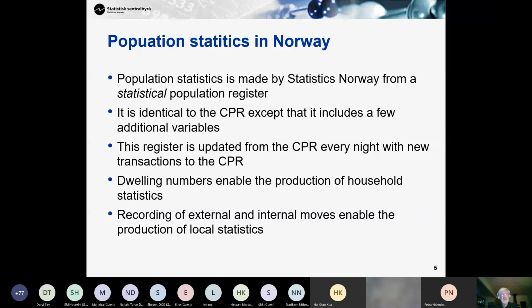The population statistics in Norway is made by Statistics Norway from a statistical population register, which is identical to the central register, except that it includes a few additional variables, if those are missing in the CPR. This register is updated with transactions from the CPR every night, 5 nights a week. Dwelling numbers, which were introduced in 2001, enabled the production of household statistics to know who lived on the same address. And the recording of external and internal moves in Norway enabled the production of local statistics, which is very important.